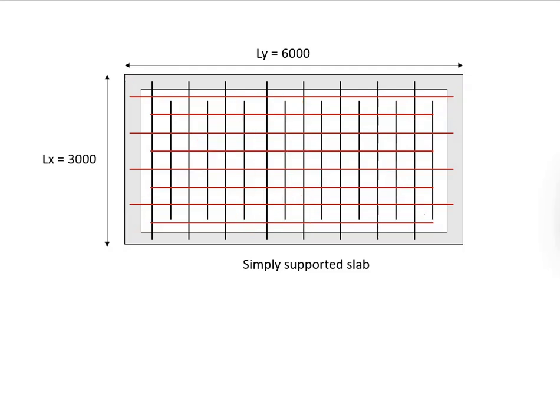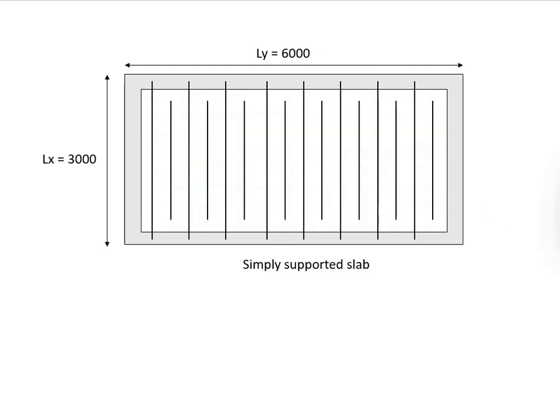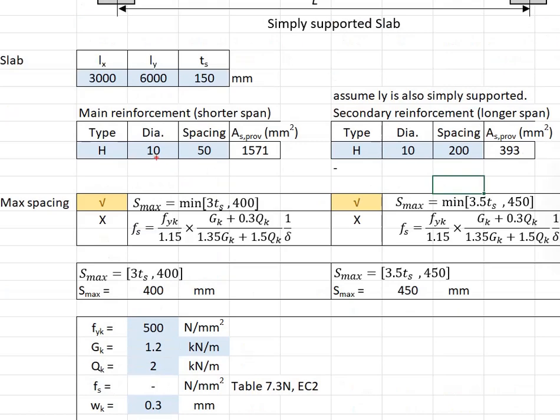Because of the bending directions, you know that this will be the main reinforcement. Whereas this will be the secondary reinforcement. Let's say we remove the secondary reinforcement first. This will be the layout of the reinforcement bar in the shorter direction. At the midspan, you have more reinforcement, which in this case is H10 50.